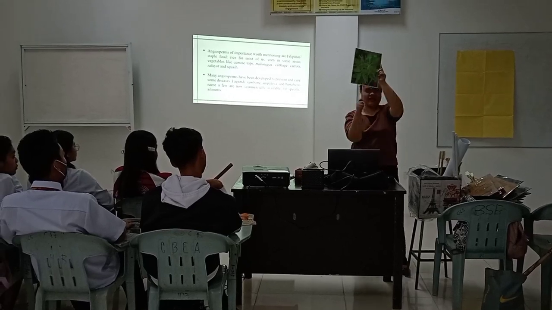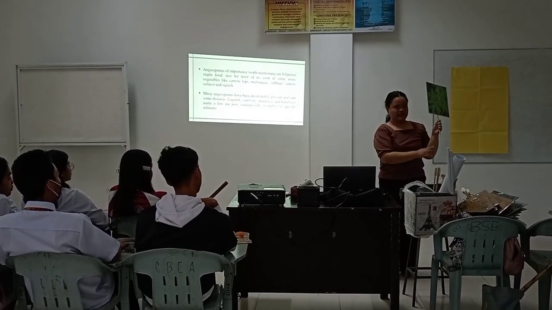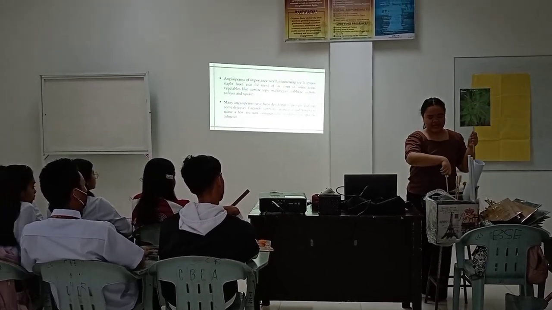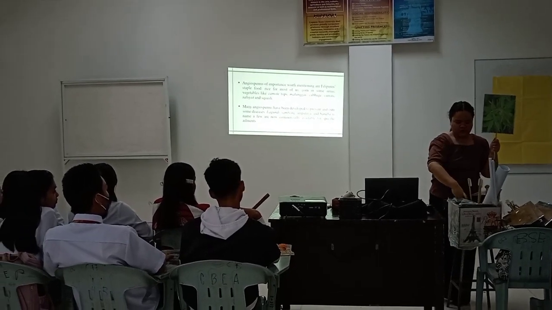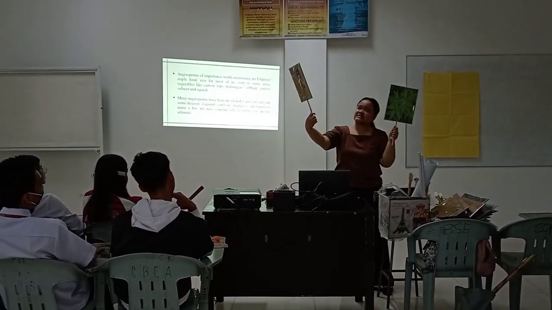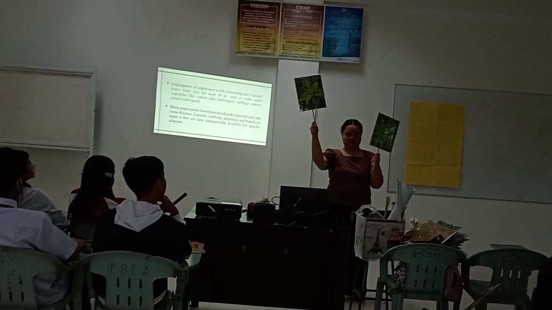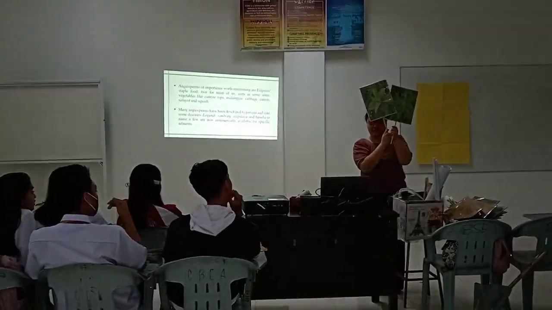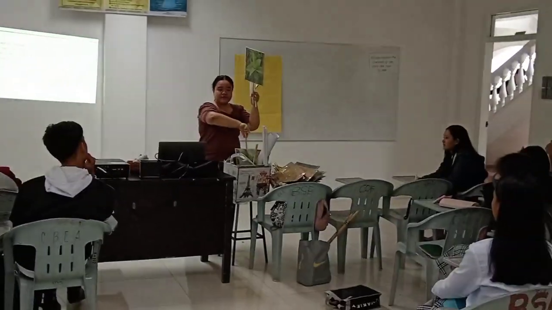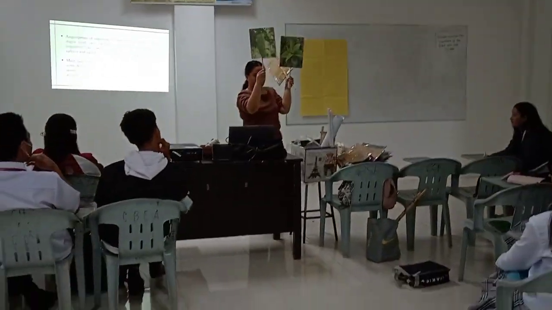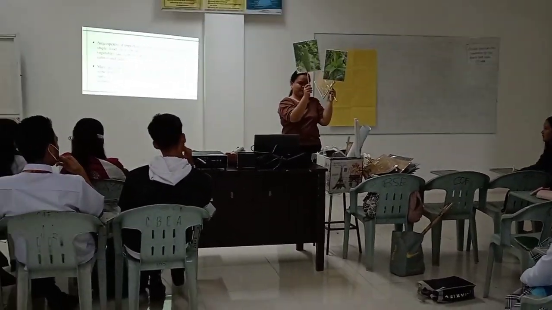The one is for half. And then we have also cone. Okay, this is an example. And then we have also the pita and the ampalaya. It is considered an angiosperm because it bears fruits and bears flowers.